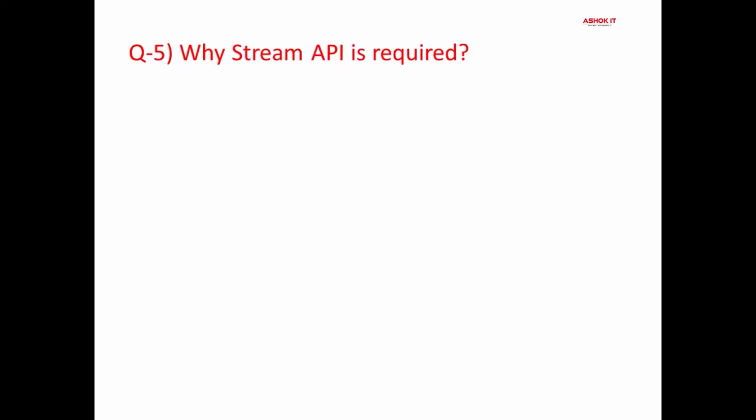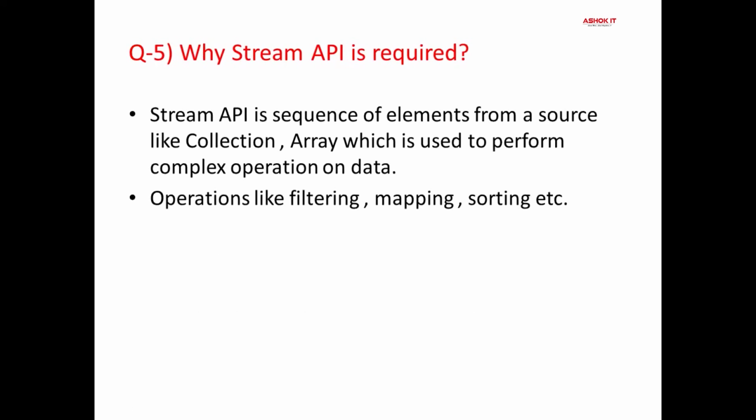Question number 5, why is Stream API required? Stream API is a sequence of elements from a source, and that source can be a collection or an array, anything. After that, on that source, it will perform complex operations such as filtering of the data, mapping of data, sorting of that data. So streams are required to perform such kind of operations.